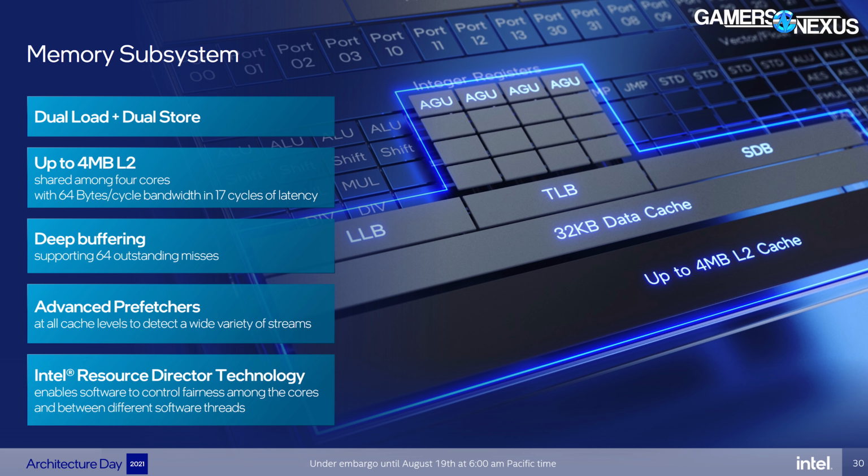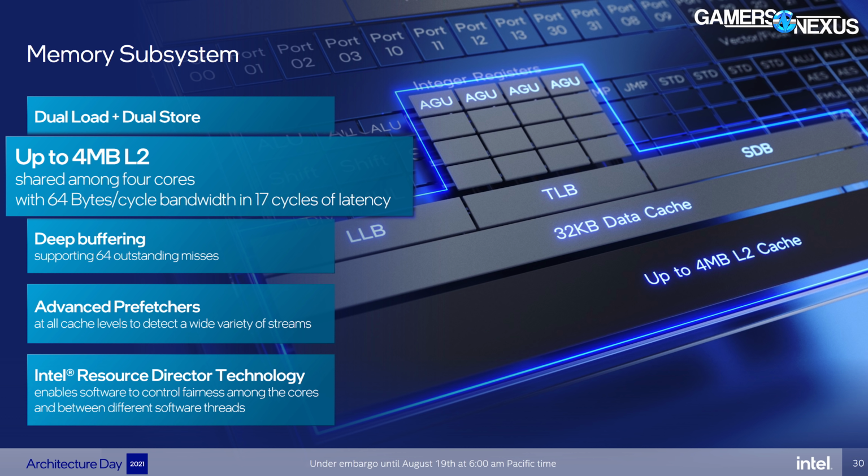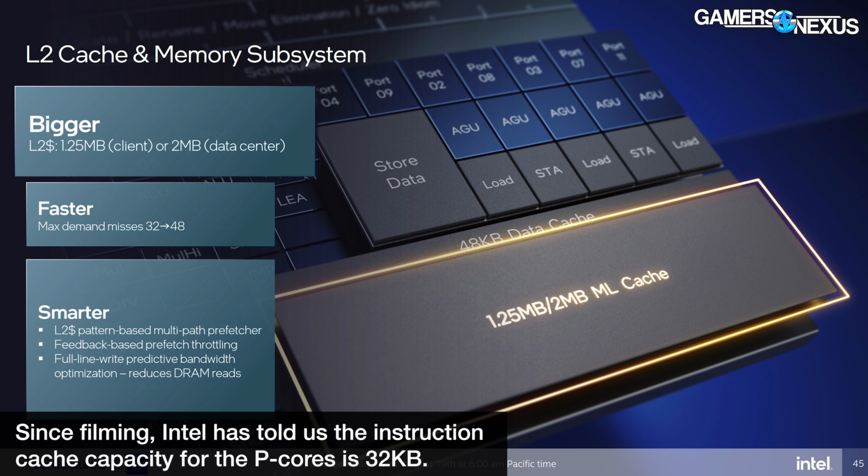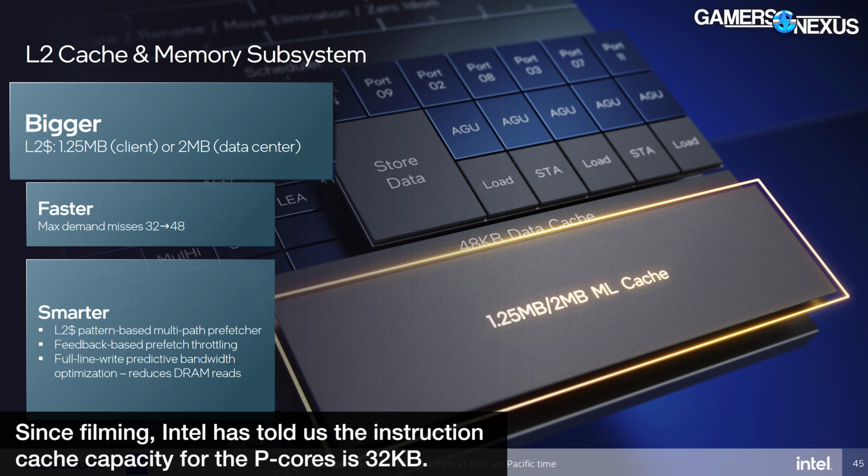Per core cache numbers work out differently for each of the core types. The efficiency cores are equipped with 64 kilobytes of instruction cache and 32 kilobytes of data cache on L1, and will be configured with 2 to 4 megabytes of L2 cache shared between 4 cores. Intel did share that performance cores will have 48 kilobytes of data cache on L1 and 1.25 megabytes of L2, or 2 megabytes on data center CPUs, which we're not talking about too much today.